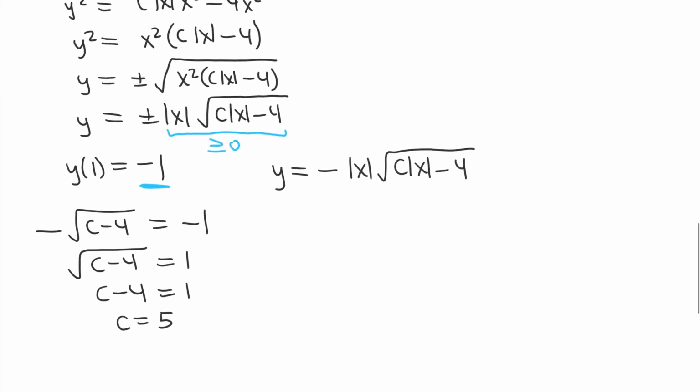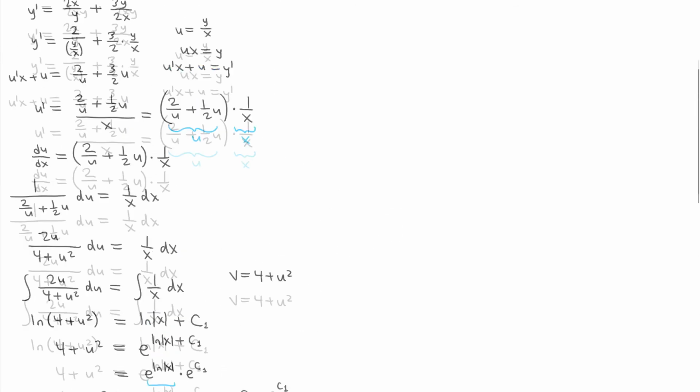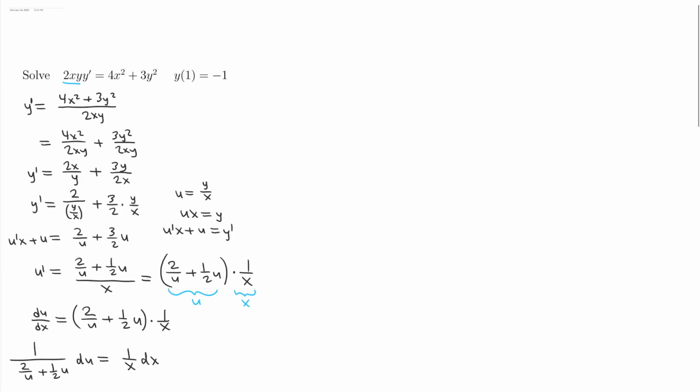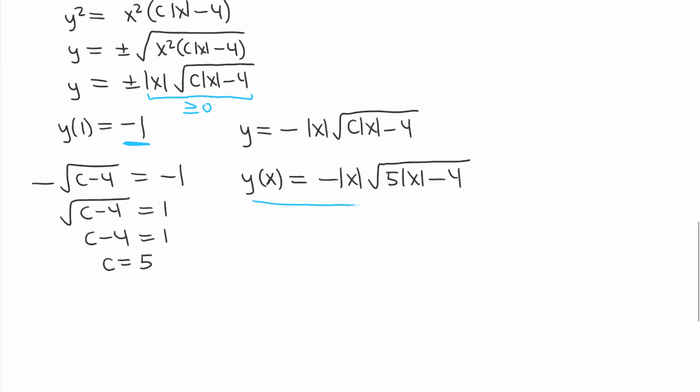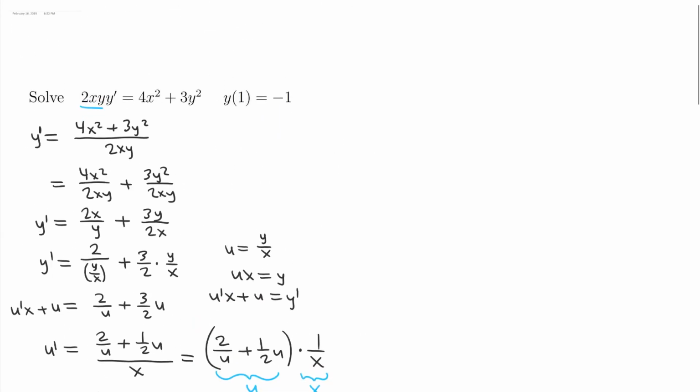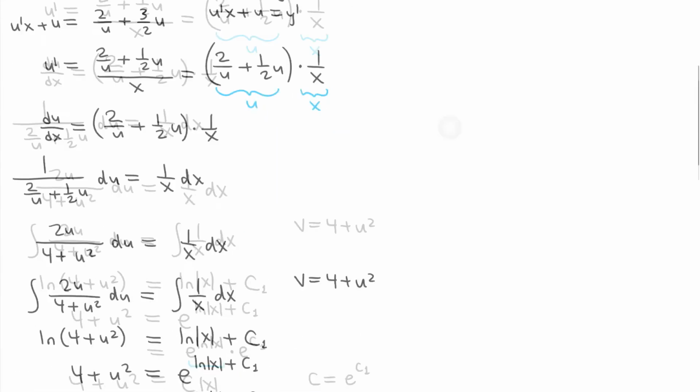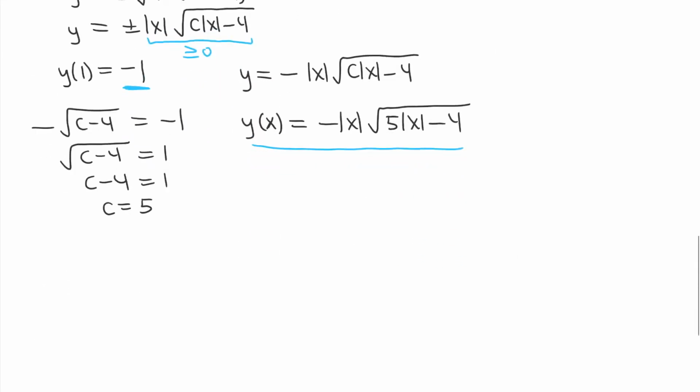And so our particular solution is y of x is equal to negative absolute value of x times the square root of 5 absolute value of x minus 4. However, remember that a solution to a differential equation, if we go all the way back up here, has to satisfy the differential equation on a specific interval, right? This function is not defined for all x, right? And it not only has to be defined on that interval, but it has to be continuous, of course, and it has to be differentiable, right? Because in order to satisfy the differential equation we have to take the derivative, which means it actually has to be differentiable on an interval. And also that interval has to contain the initial condition 1, when x is 1.